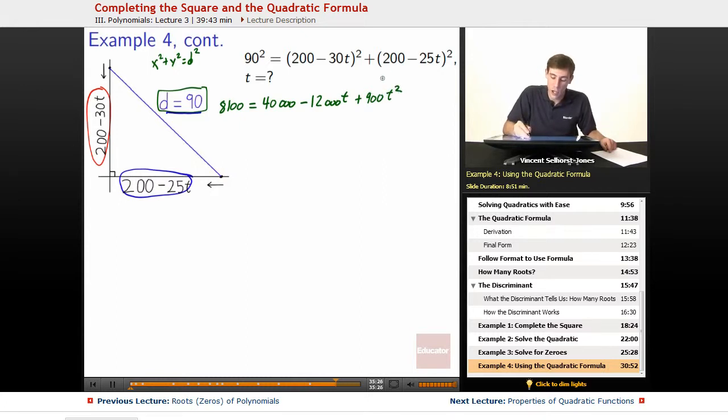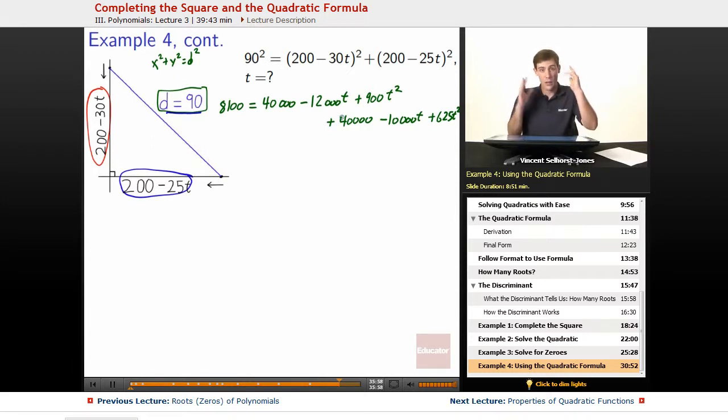The next one, so plus 40,000 again for the other portion. 200 times negative 25t becomes minus 5,000t, but then we also have negative 25t times 200 again the other way, so it's negative 5,000t doubled, so minus 10,000t. Times plus negative 25 times negative 25, so plus 625t squared.